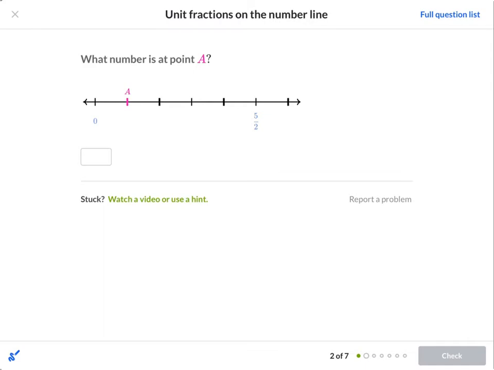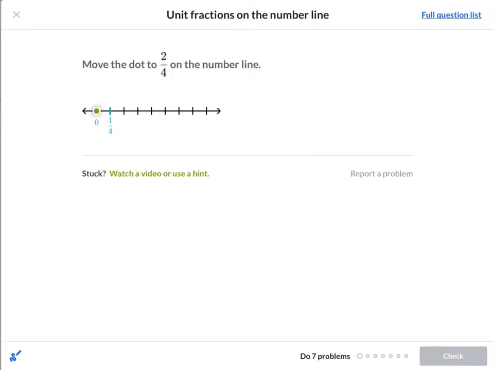Now on this one, it says what number is at point A. In other words, what fraction is at point A. Now again, we don't know if this is 1 inch or 2 inches or 3 inches. We don't know. The only thing that we do know is that this one's 0 and that this one is 5 halves. So these must be divided into halves. In other words, from here to here, that's 1 half, 2 halves, 3 halves, 4 halves, 5 halves. So this is 5 halves. And what is point A? That means that that one's 1 half. Okay, so point A, you would right here type in 1 half, hit the check button, and you would get it right.